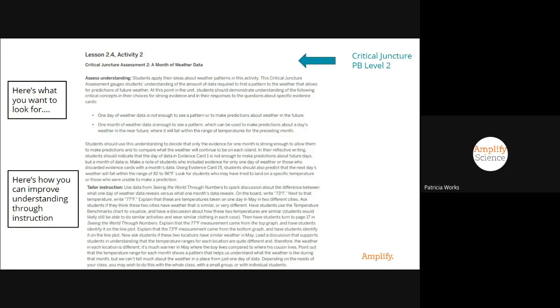Students return to graphs in the book to look at the data. This could be done as a whole group, with a small group, or with individuals, depending on the needs of your students. So remember that the Progress Build Level 2 concept was the pattern to the weather over a month allows for comparisons and predictions. This critical juncture assessment helps you get evidence of understanding on this idea quite clearly.